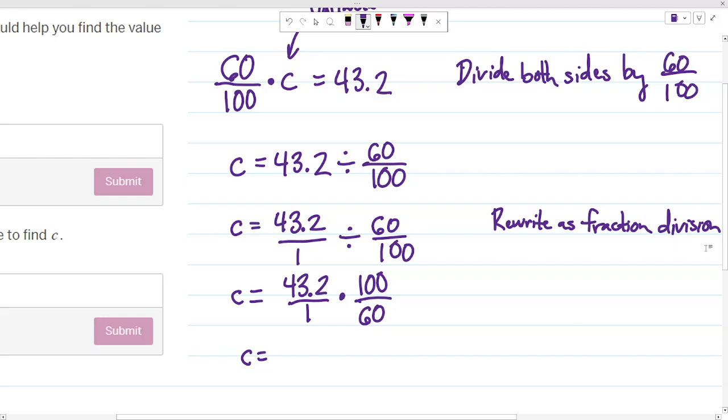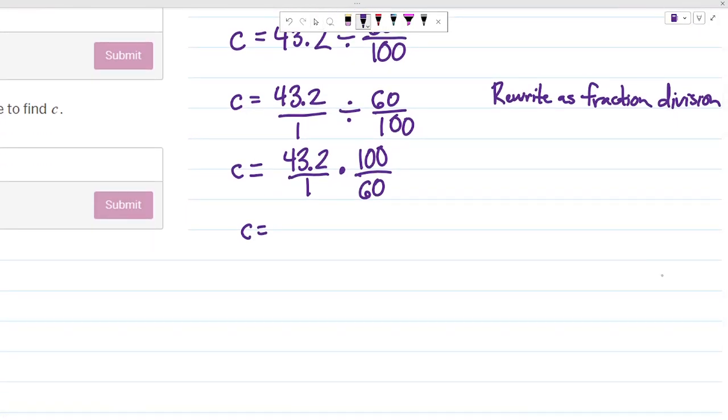And how does fraction multiplication work? We can multiply the numerators. So 43.2 times 100. And we can multiply the denominators. So 1 times 60. So 43.2 times 100, that's going to be 4,320. Then we have that over 60.